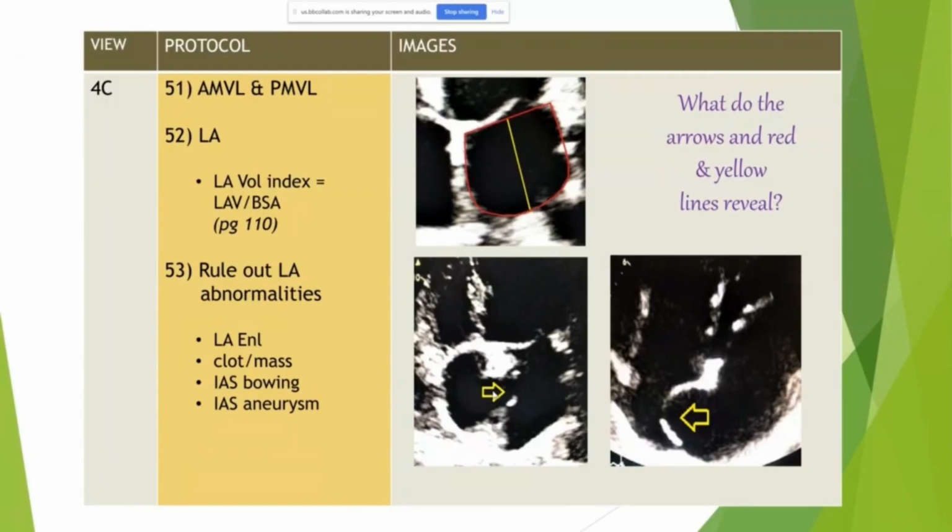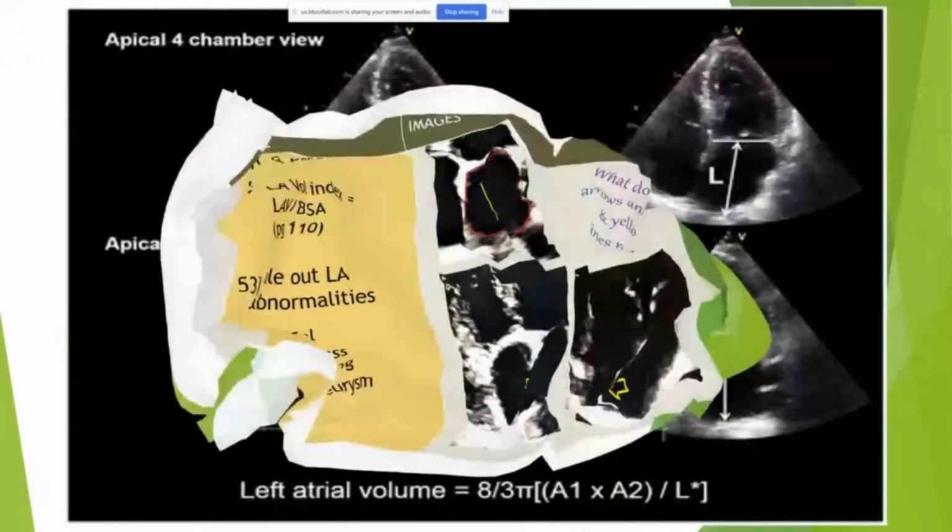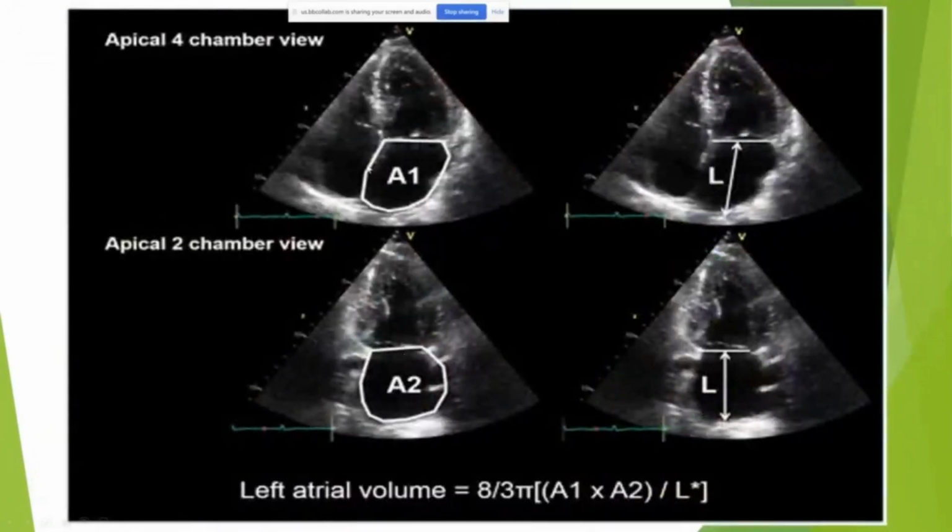They can more easily diagnose the person when they have the LA volume than when they have the LA linear measurements. So the next slide here just shows a picture of how we measure this. From annulus, we trace all the way around to annulus. This is apical 4 chamber.